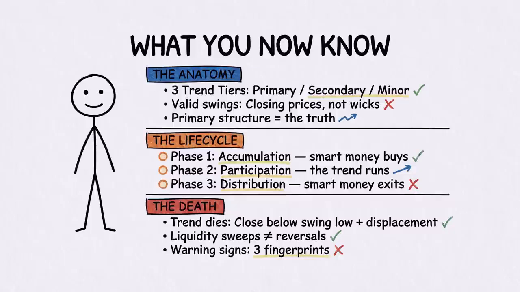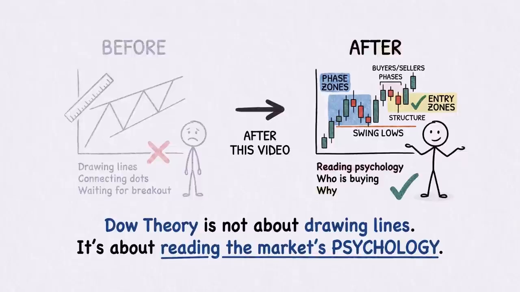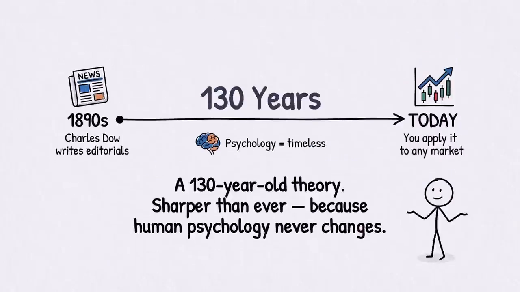The death, when and how a trend actually reverses. Real breaks versus liquidity sweeps, displacement is proof, and the warning signs that a trend is fading, and one 5-step framework that ties it all together. Define, identify, wait, confirm, execute. Dow Theory is not about drawing lines, it's about reading the market's psychology, who is buying, who is selling, and why. And you now have the tools to do exactly that, a 130-year-old theory. But the way you use it today, after this video, is sharper than ever.